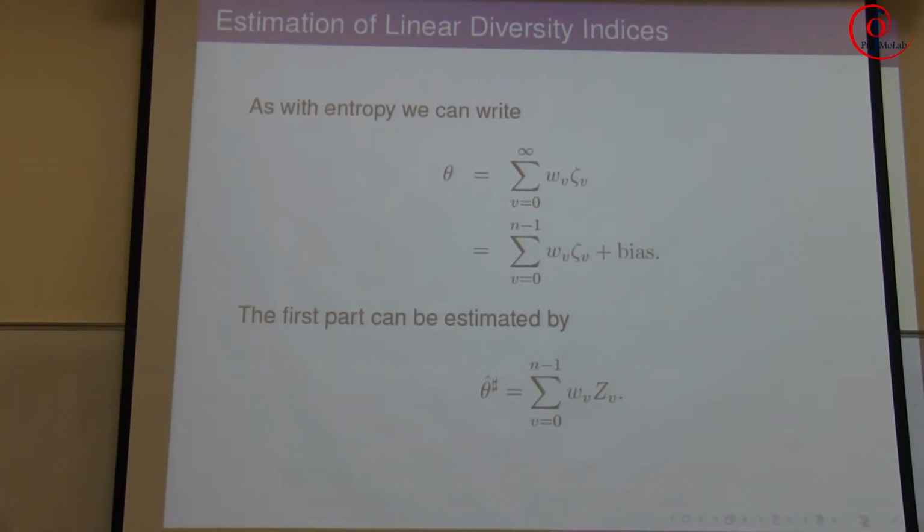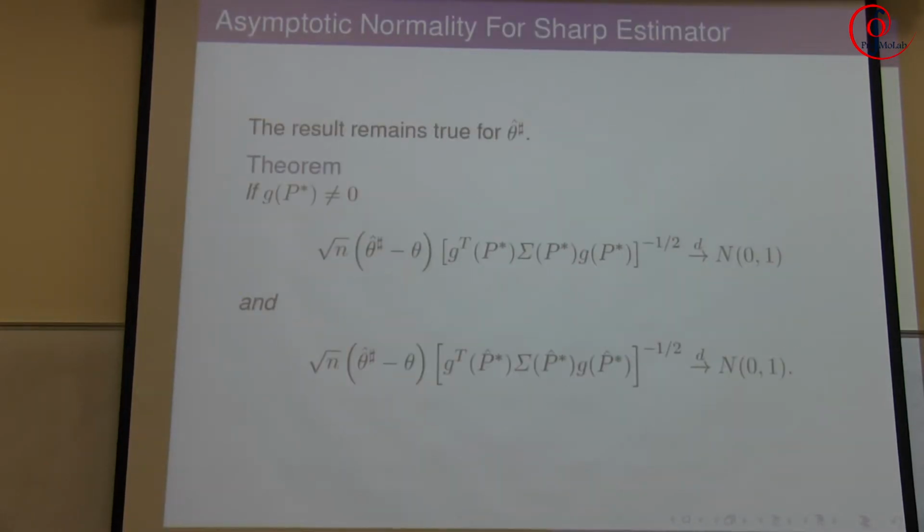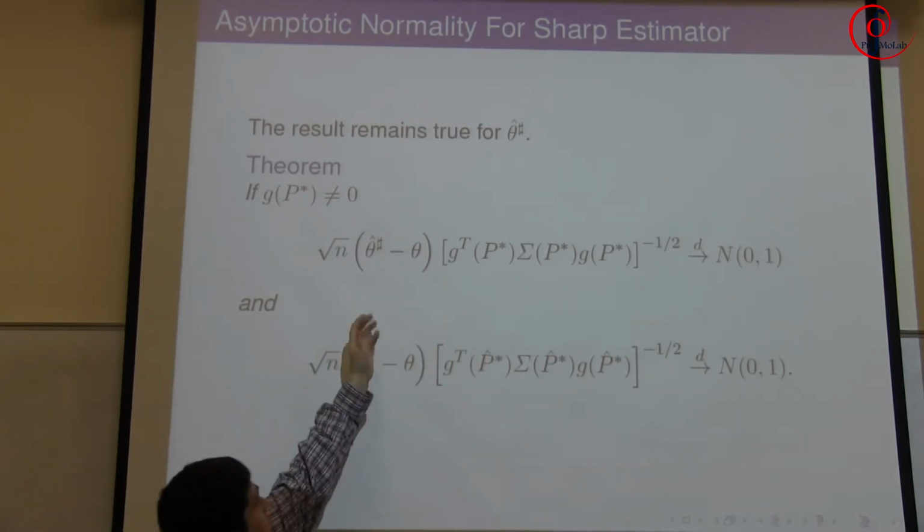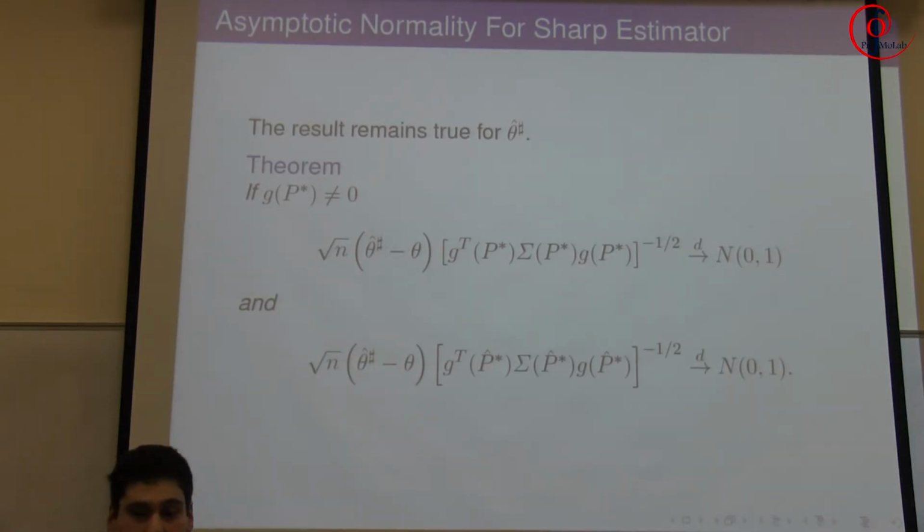So for this estimator that we're proposing, now we'd also like to get asymptotic normality, and we do, under the exact same conditions. We just need g of p star not equal to 0, and so long as that condition is satisfied, this is the exact same statement we had for the plug-in estimator: this theta hat star minus theta, in this normalization, converges to a standard normal, and again we can estimate p star by p hat star. Everything doesn't require knowledge of the distribution. So we get the exact same result for this sharp estimator.